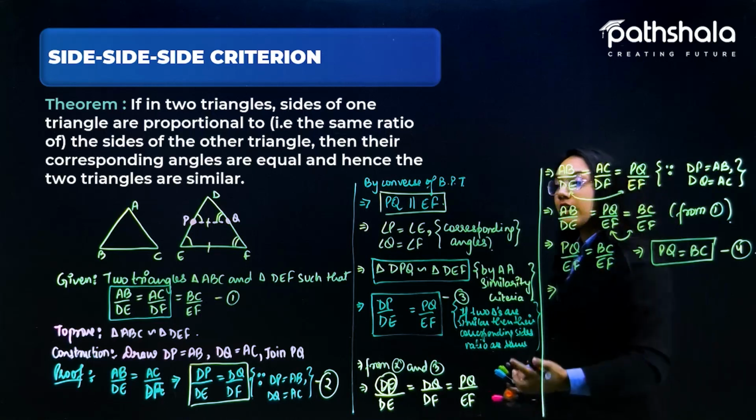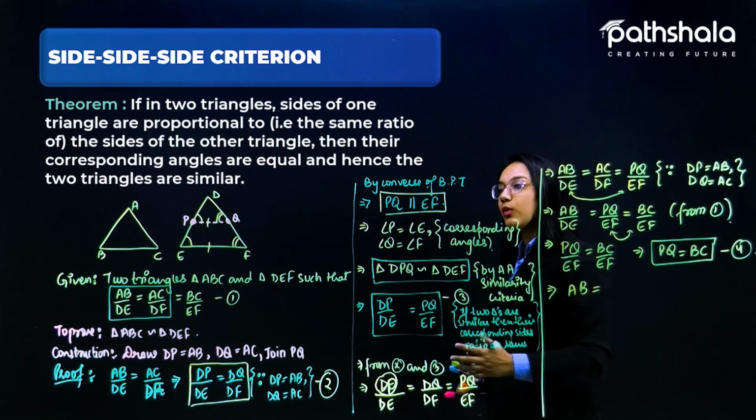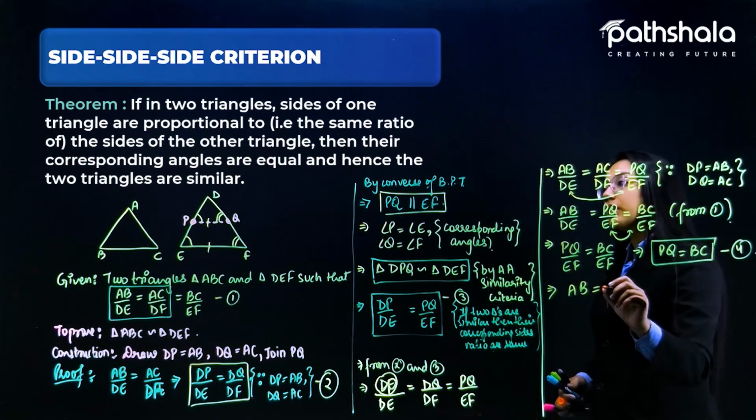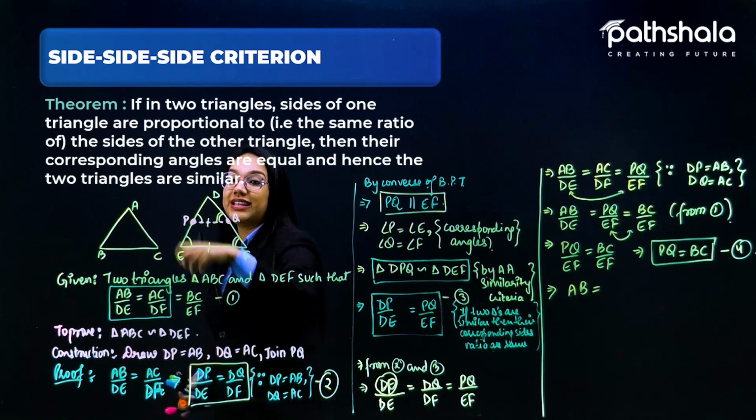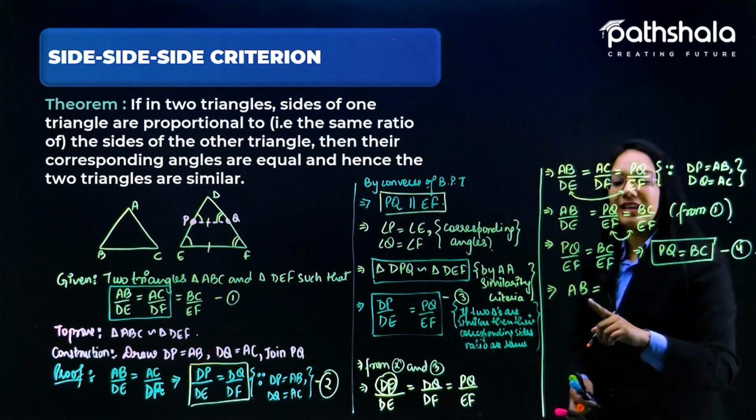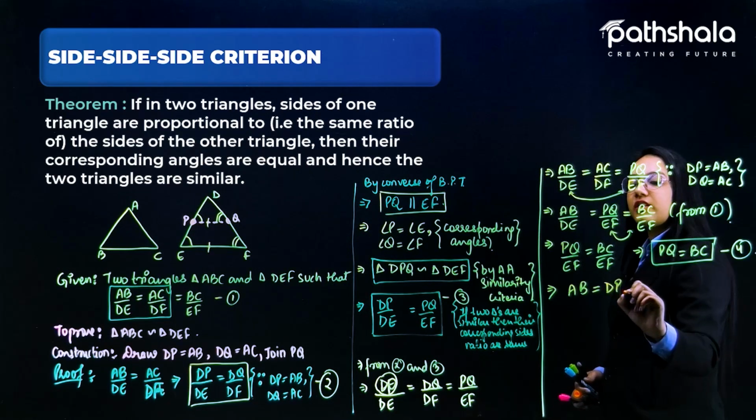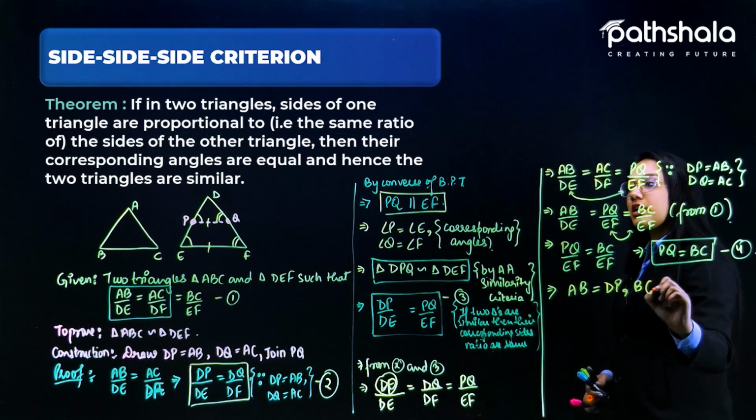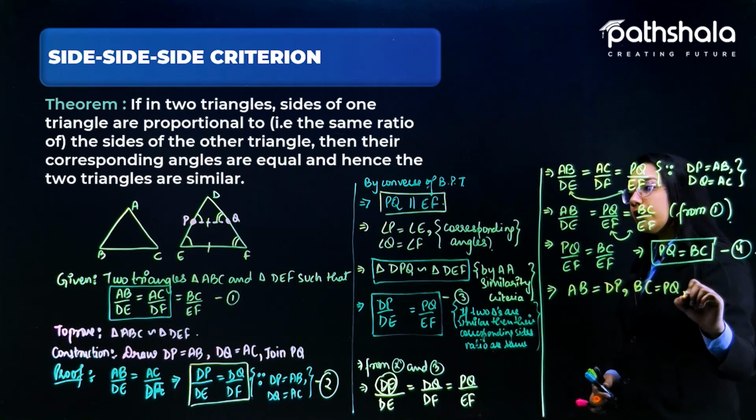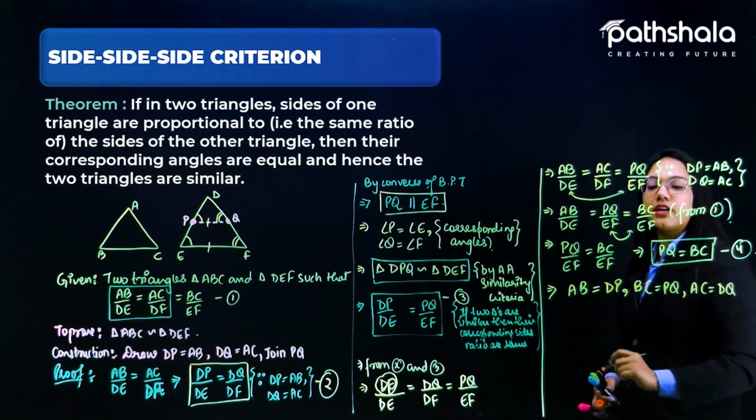So at the end, we get that AB is equal to DP, which is a given condition. And we have BC, which is equal to PQ. And further we have AC equal to DQ, which is also a given condition to us.